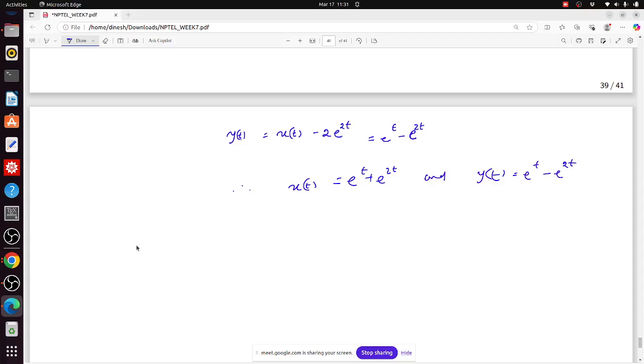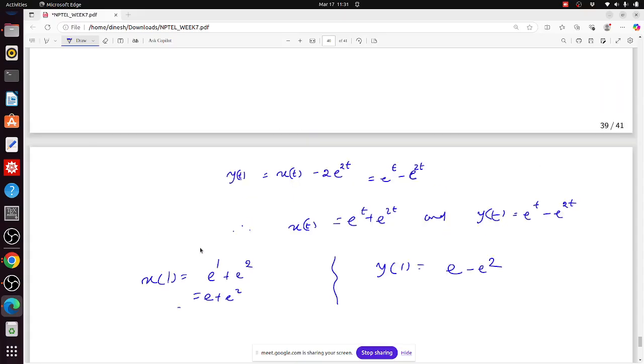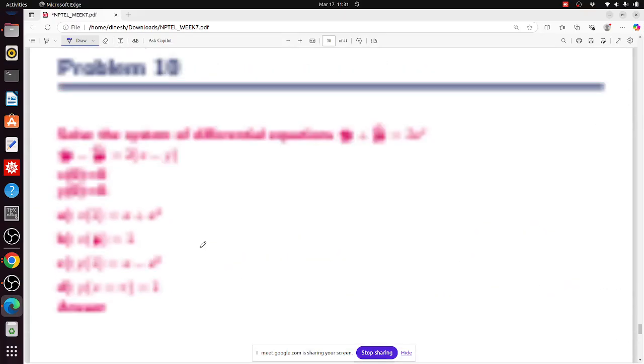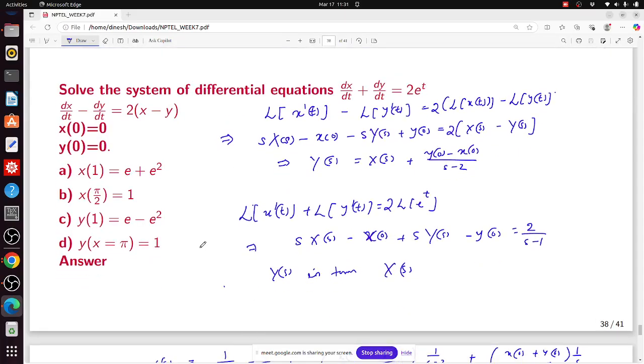So again substituting t equal to 1, x at t equal to 1, we will get e power 1 plus e power 2, equal to e plus e square, and y at t equal to 1 will be e power 1 minus e power 2. If we look at the options here, option C is correct.